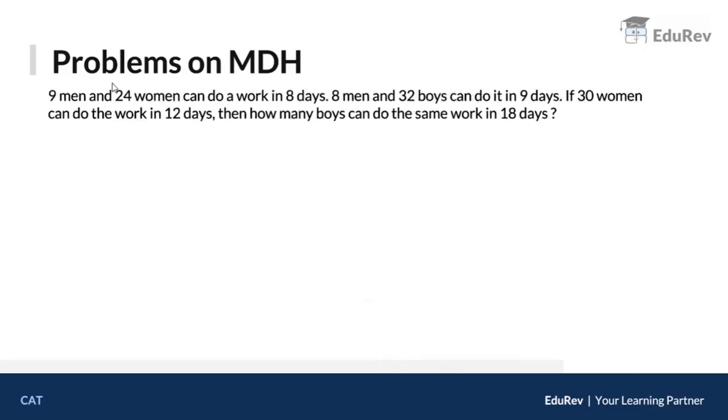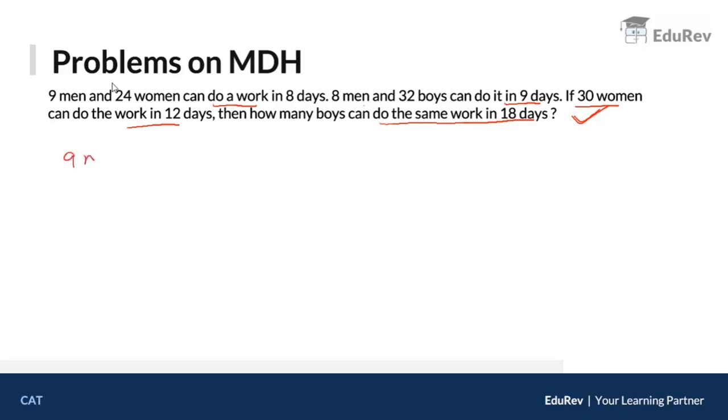Let's look at one more problem. So what does it say? 9 men and 24 women can do a work in 8 days. 8 men and 32 boys can do it in 9 days. If 30 women can do the work in 12 days, then how many boys can do the same work in 18 days? Now this is a CAT level question. How are we going to tackle this one?